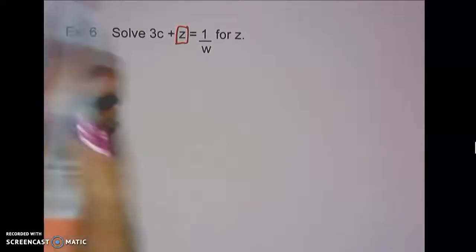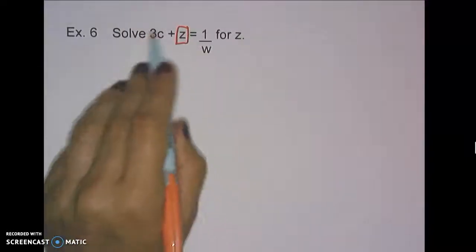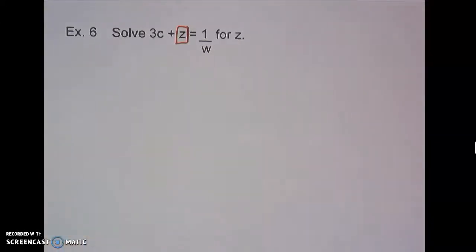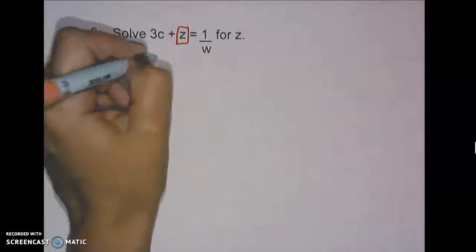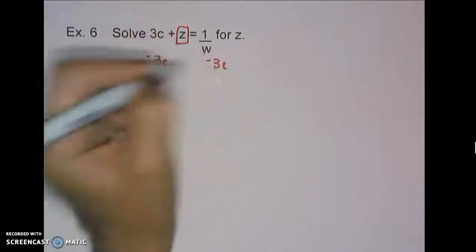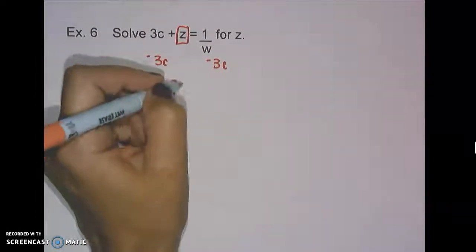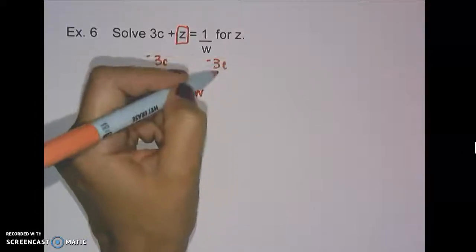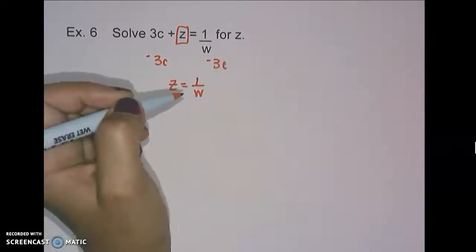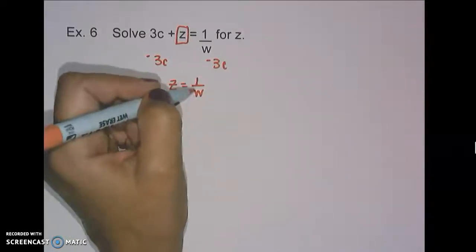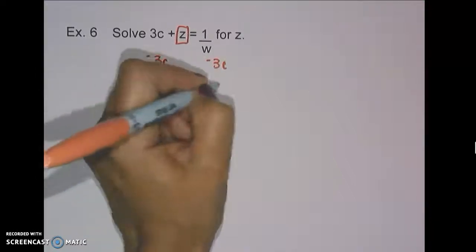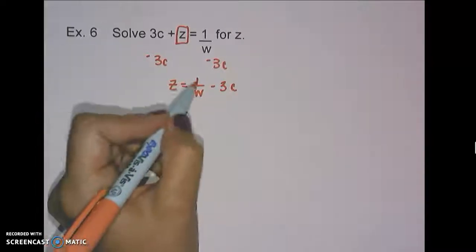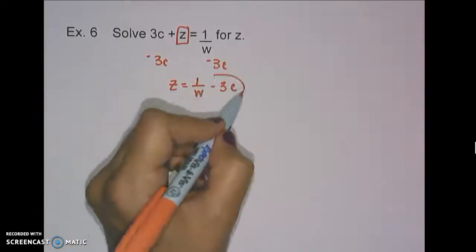If we have to get z by itself, that means we've got to move this 3c. How do we get that to the other side? If it's positive, we're going to subtract 3c from both sides. Is this minus 3c a like term, and can we combine it with the 1 divided by w? No, it does not have a common denominator with it at all. So z is going to equal 1 divided by w minus 3c.